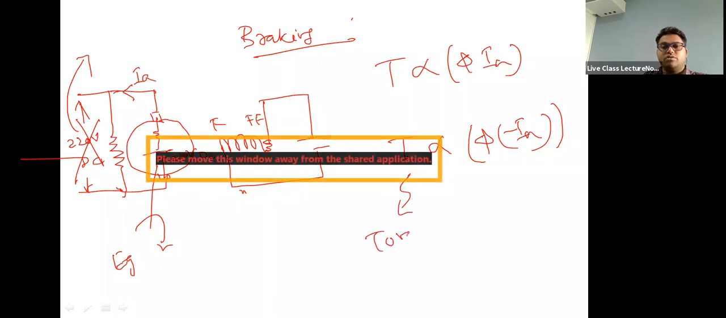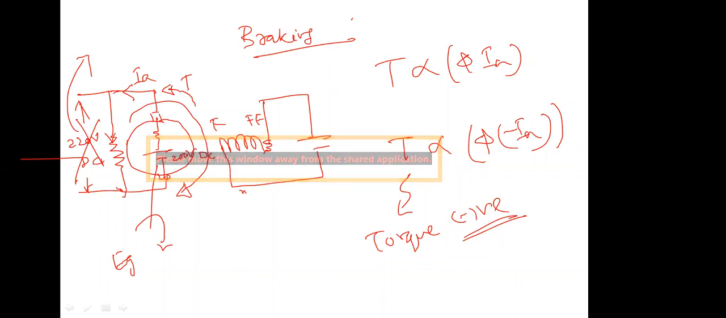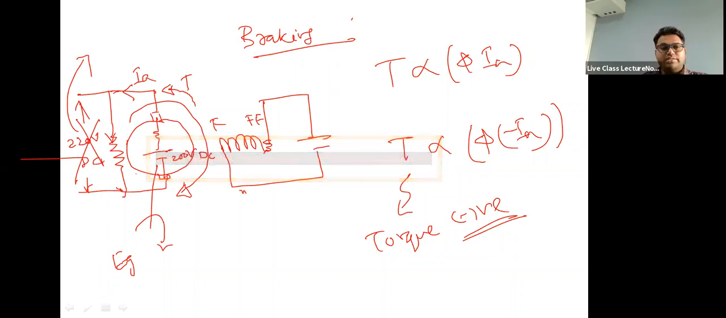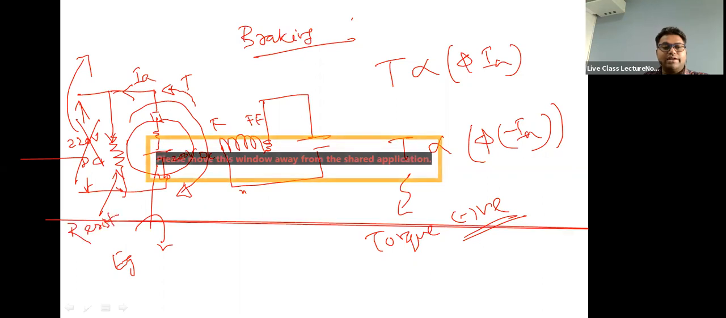That means what? The torque is now negative, right? So the torque will now go negative. So even if the motion is clockwise say, the torque will now go negative. So that means it will tend to brake the motor. So that is what we call dynamic braking. Dynamic braking, this resistance is actually connected.